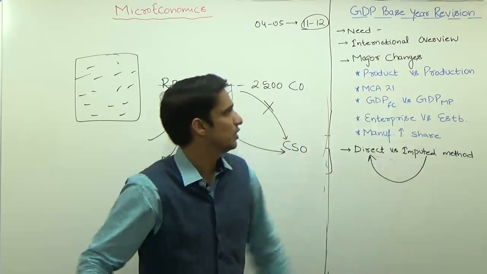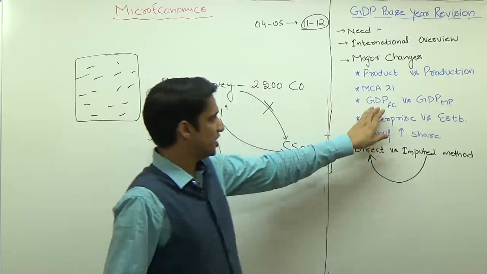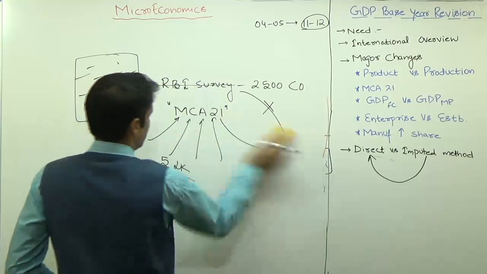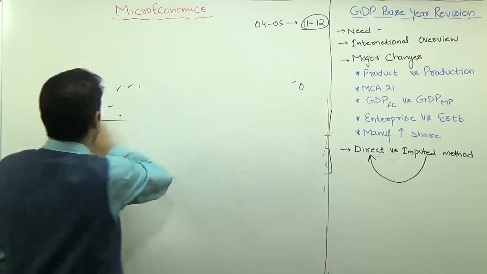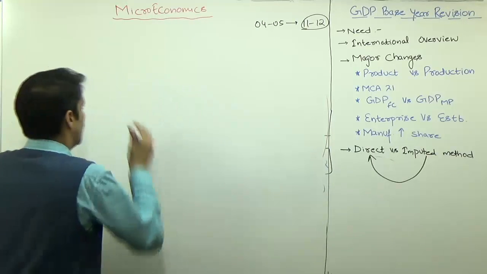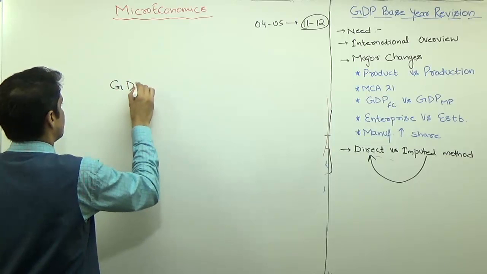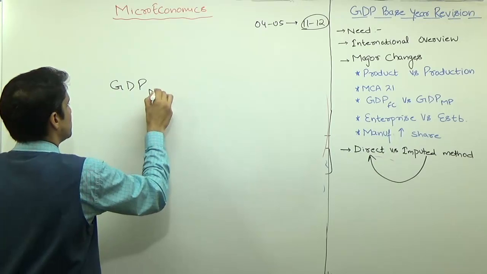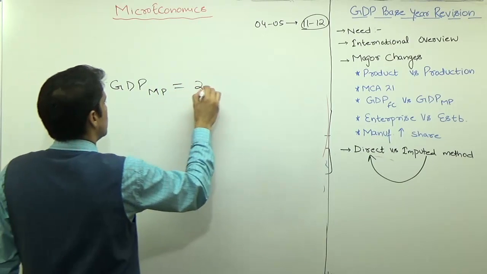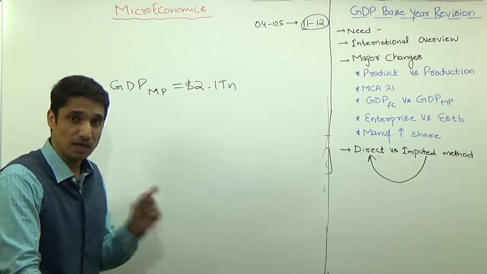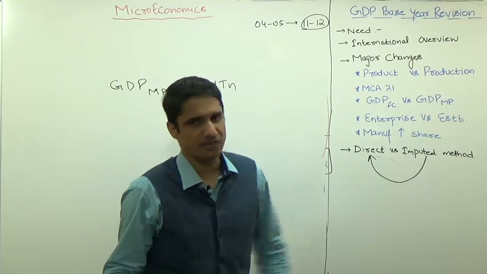So this is the MCA 21 program. And the GDP factor cost. After this revision, if I am saying the GDP of India is, for example, $2.1 trillion, it means GDP at market price is $2.1 trillion. It is not GDP at factor cost. Earlier it was GDP at factor cost by default.